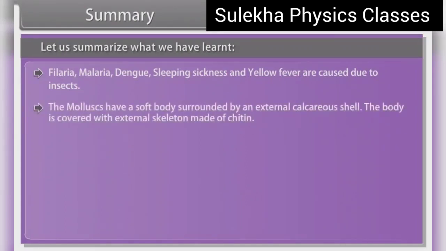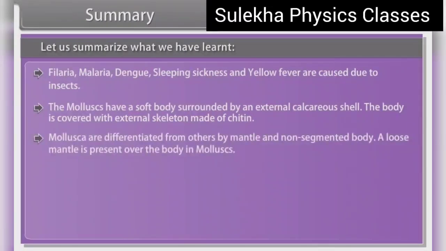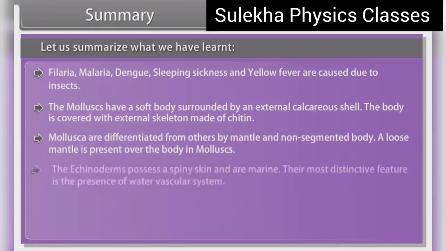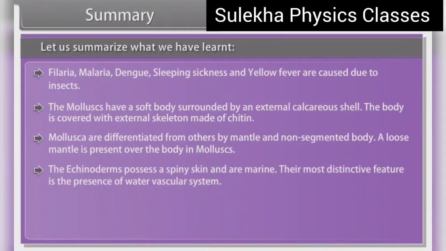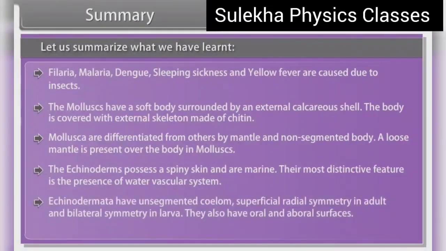The mollusks have a soft body surrounded by an external calcareous shell. Mollusca are differentiated from others by the mantle and non-segmented body. A loose mantle is present over the body in mollusks. The echinoderms possess a spiny skin and are marine. Their most distinctive feature is the presence of water vascular system. Echinodermata have an unsegmented coelom, superficial radial symmetry in adult and bilateral symmetry in larva. They also have oral and aboral surfaces.